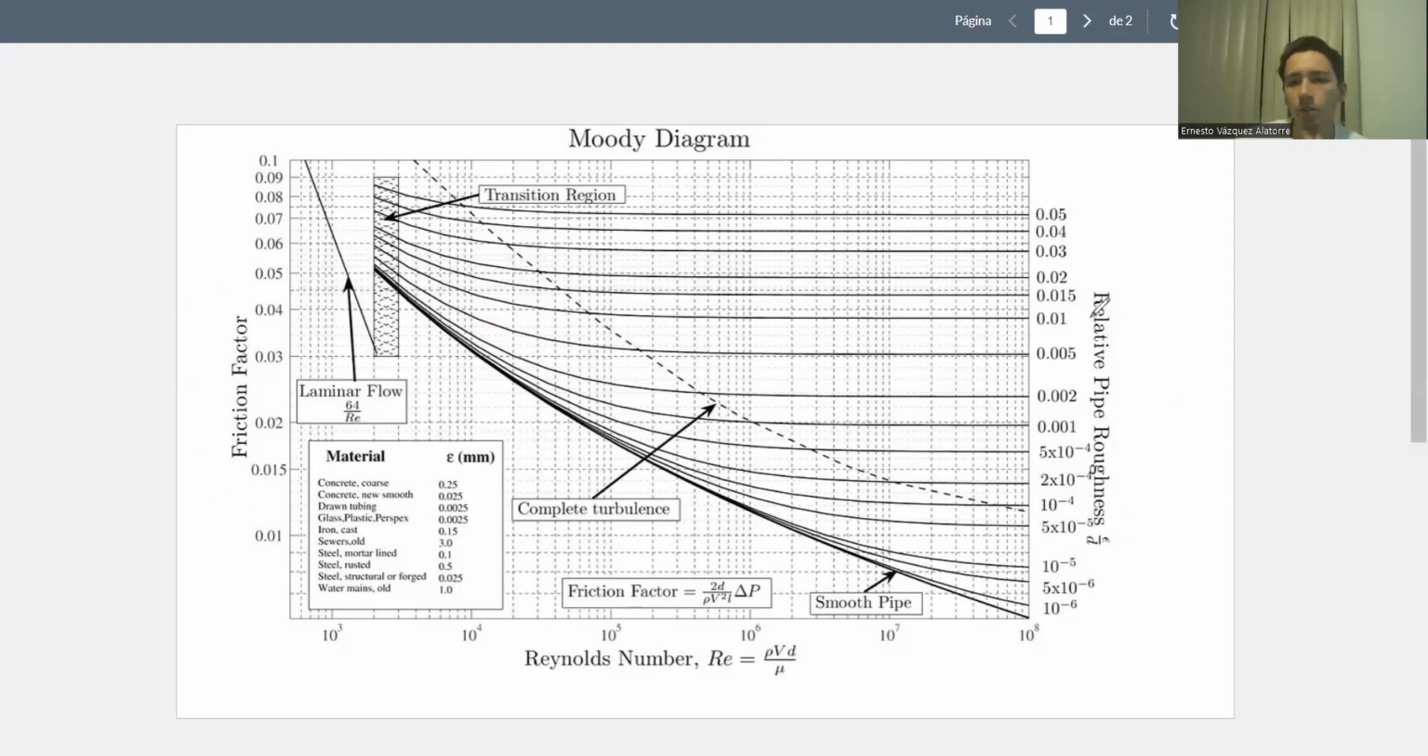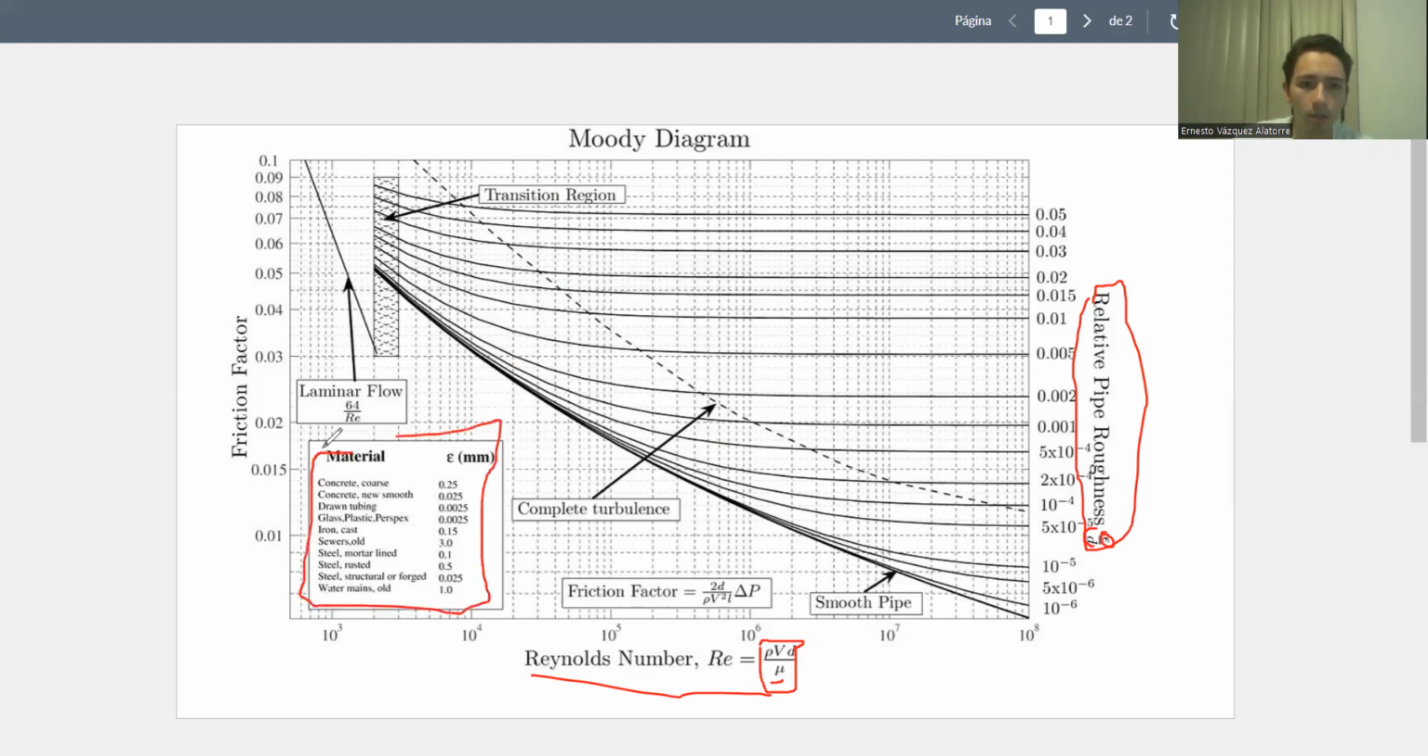First of all, we need two pieces of information here: the Reynolds number and the relative pipe roughness. The Reynolds number you get from this formula, which is the liquid density times the velocity times the diameter over the viscosity coefficient. And the relative pipe roughness is the material roughness over the diameter. The roughness you can get from tables like the one we have here on the left.